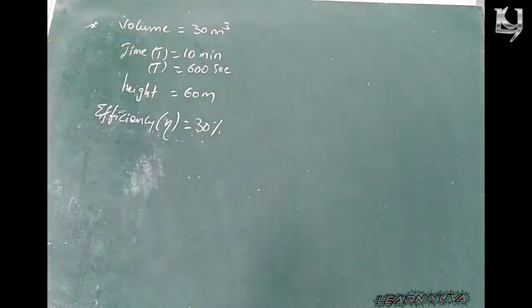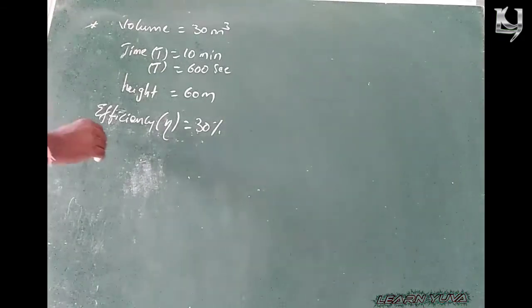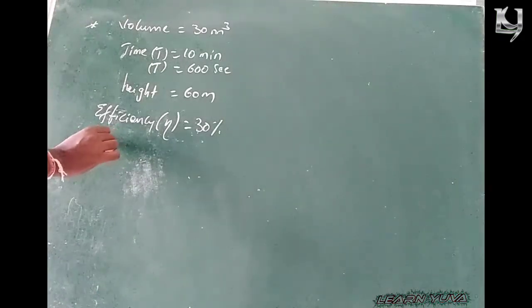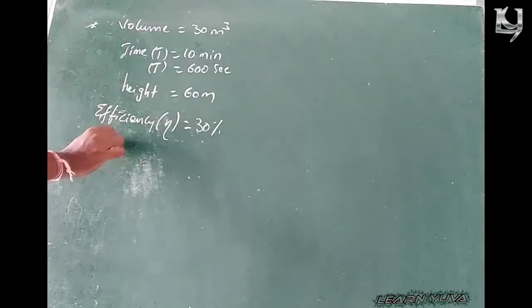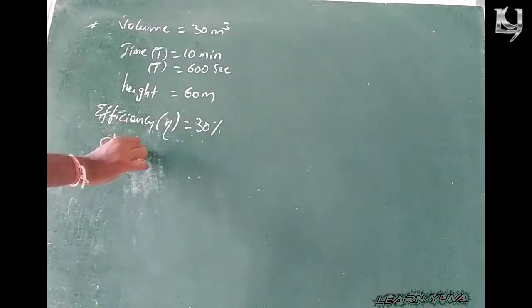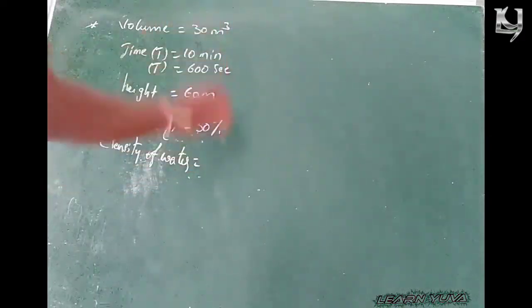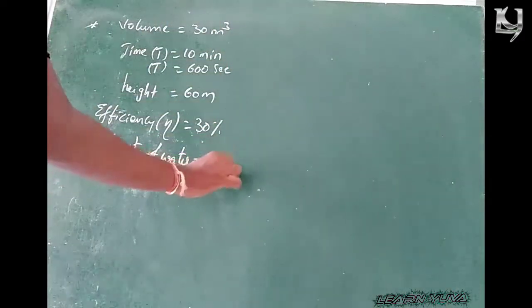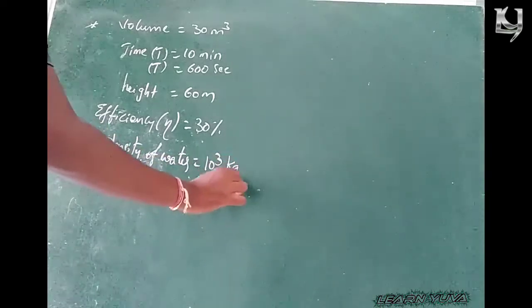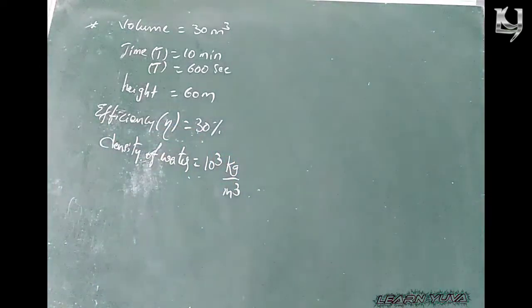So first of all we have to take the density of water. Why? Because the tank is to be filled with water. So we must know the density of water. The density of water, all these are in SI system, is 10 power 3 kg by meter cube.